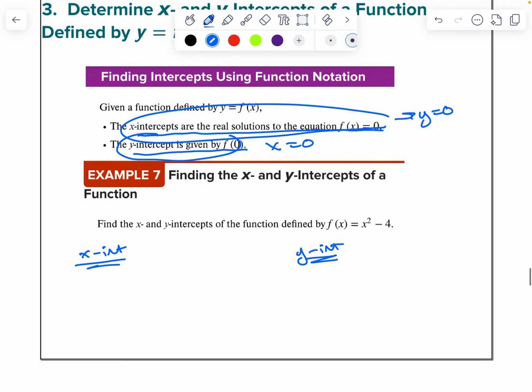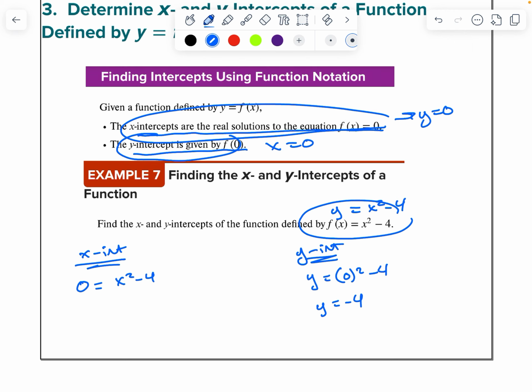So here, find the x and y-intercepts of this function. This is the same thing as y equals x squared minus 4, right? To find the x-intercept, I'm going to sub a 0 in for y. And to find the y-intercept, I'm going to sub a 0 in for x. Trying to solve both. This one, x is 0, y is negative 4. This one, y is 0, and x is... Look, when we solve this, square root both sides, we get positive or negative 2. We get positive 2 or negative 2.